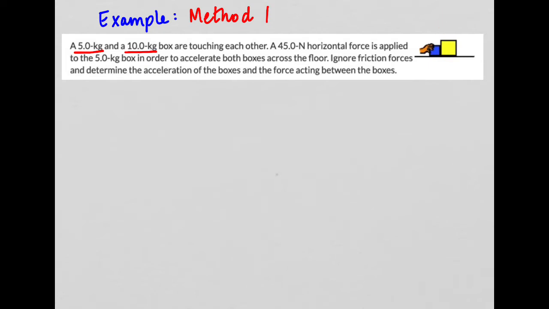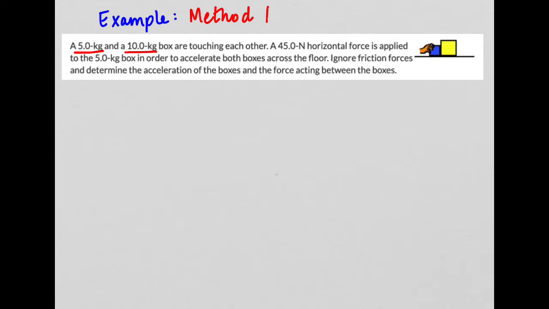Okay, a 45 Newton horizontal force is applied to the 5 kilogram box, so it's getting a force of 45 Newtons horizontally applied to it. In order to accelerate both boxes across the floor, we are going to ignore friction forces, and we're going to determine the acceleration of the boxes and the force acting between the two boxes.